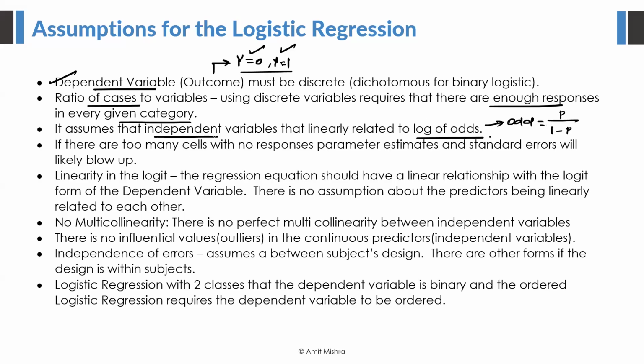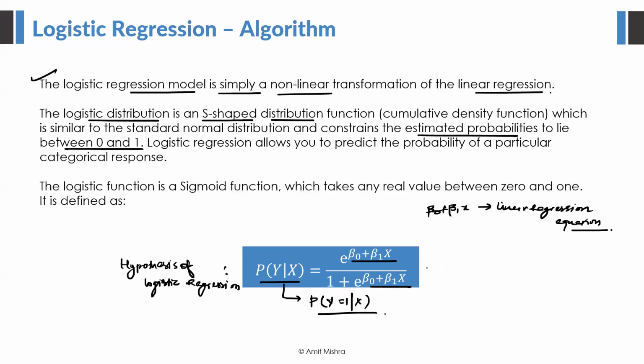So linear regression basically shows a linear relationship. These features, the independent variables, the X value, represent a linear relationship with the log of odds. That is, if you take the log value of the odds ratio, linear regression assumes that there will be linearity. Again, as we progress further, you'll be able to understand it in a much clearer manner. This equation is not a linear equation.